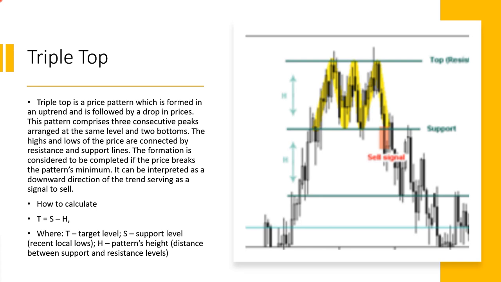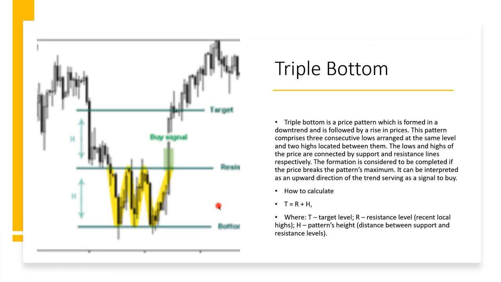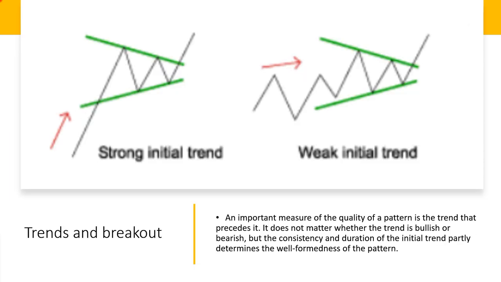And for a triple top, we have the same basic formula, which is our target price is equal to S minus H. What is that? S is the support level, and H is the pattern's height. The pattern's height is the difference between the support and the top. Okay. And we just take target price as S minus H. That will give us our target price to put on our chart so that then we can calculate our risk-reward ratio. And in a triple bottom, it's just the reverse. Instead of using support, we're using resistance.